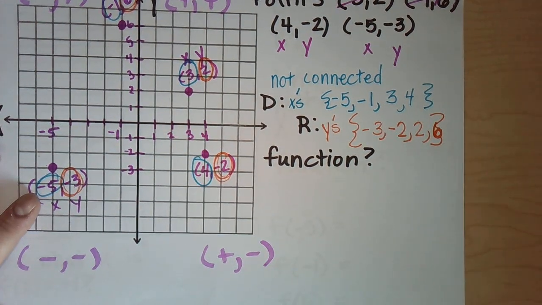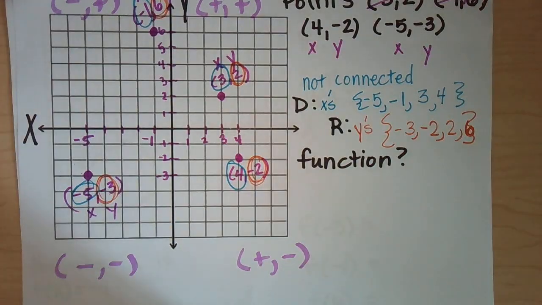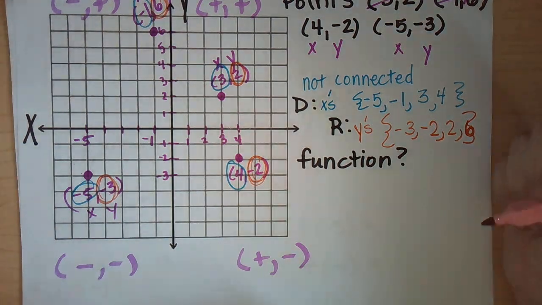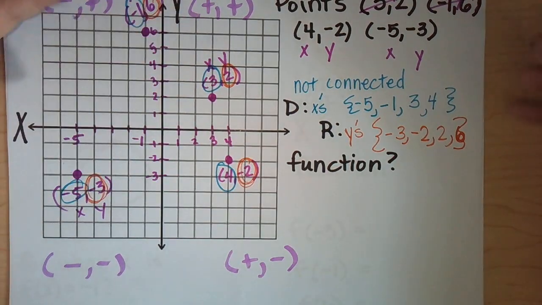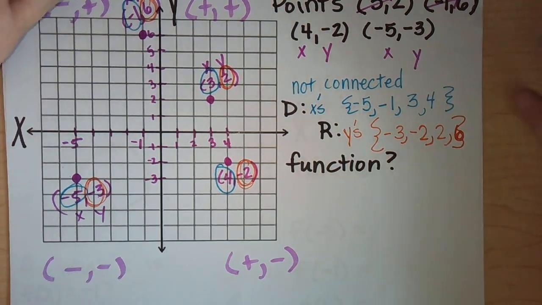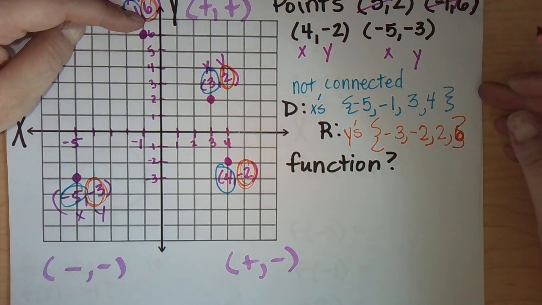Okay, lastly, it says, is it a function? Well, that only happens if the x's do not repeat. So remember, we can only function in our life if that annoying x of ours stays away from us, okay?